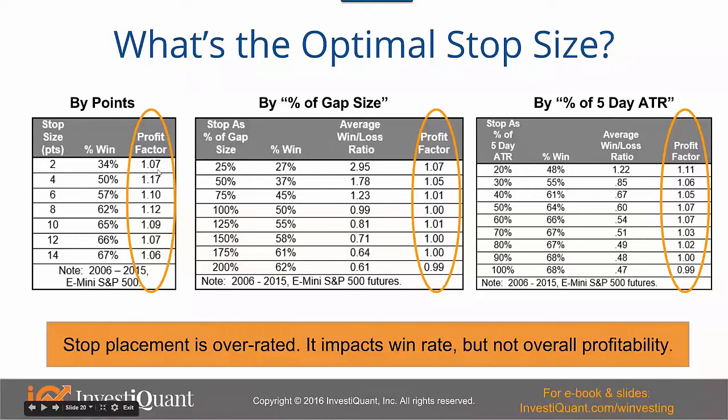So, gap size. The number one way that I start looking at a gap is the size of the opening gap. With smaller gaps, not only is the win rate higher, but they've actually been more profitable historically. In fact, you can see the sweet spot is gaps between 0.2 and 0.4% of the 5-day average true range.